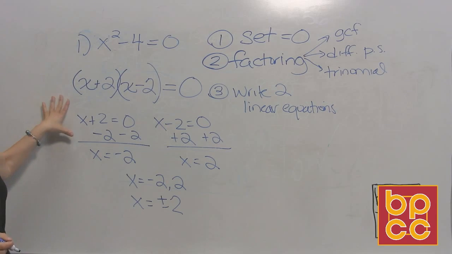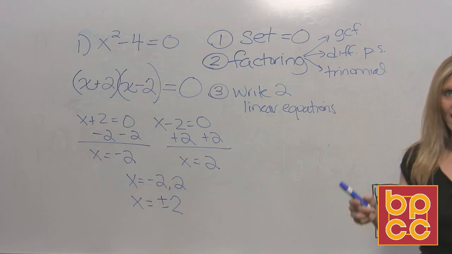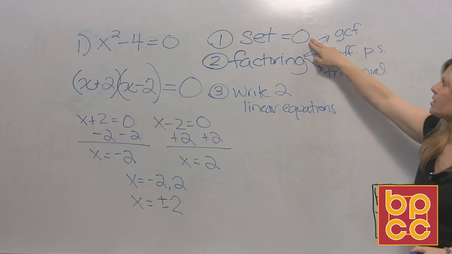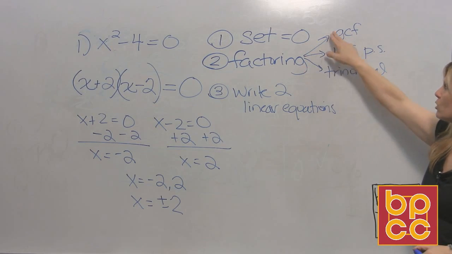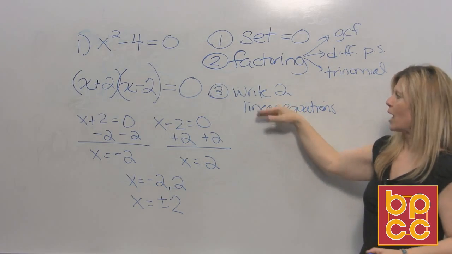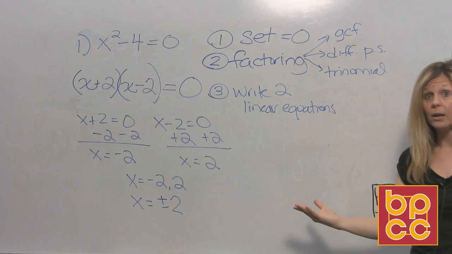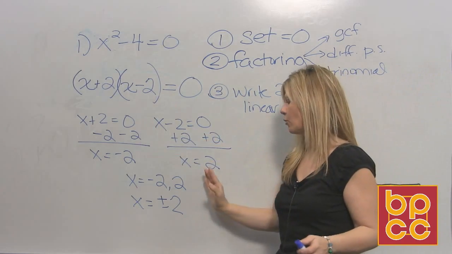So you have to memorize these steps. You've got to learn when we solve a quadratic equation, we set it equal to 0. We factor it using one of our rules. We'll always get two x's, so we'll write two linear equations and solve them. And that's all there is to it. But you're using everything you've learned.